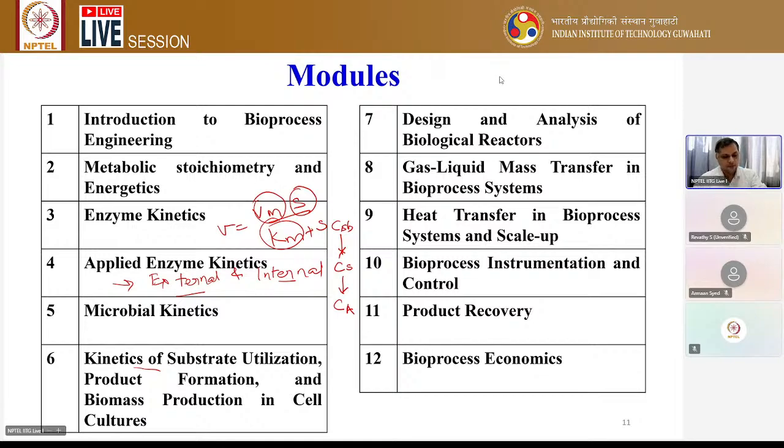bioreactor operation. Further, apart from the continuous stirred tank, we also discussed the plug flow bioreactor, where there is no lateral mixing. So these were the 6 modules which have been discussed so far. And the next module, the 7th, will be design and analysis of bioreactor. You will see the 6th and 7th modules are more or less interlinked, so there will be more focus on the actual calculation part.